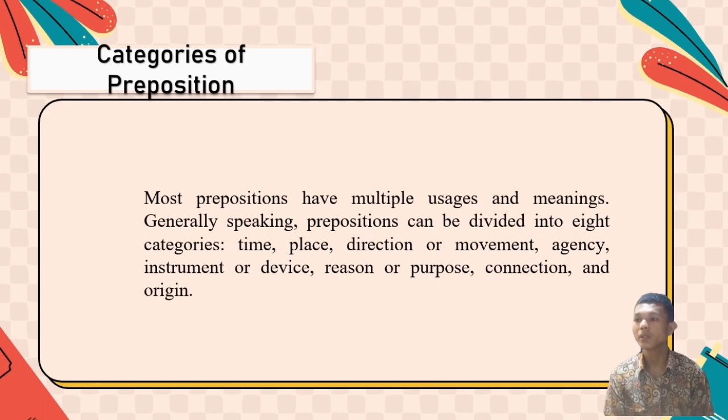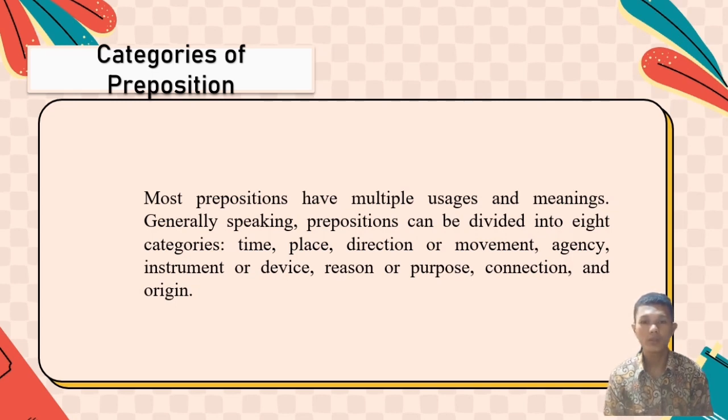Kategori yang selanjutnya itu instrument or device. By, with, on. Contoh kalimatnya itu the journey by boat is long and arduous. And contoh kedua, he hit the nail with a hammer. Dan kategori selanjutnya itu reason or purpose. For, through, because of, on account of, from. Contoh kalimatnya itu I have a spare computer for work. Contoh keduanya they leave early because of the storm.